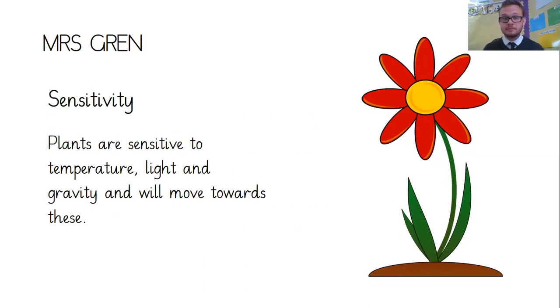For sensitivity, plants are sensitive to temperature, light, and gravity. And we'll move towards these a little bit, like I said, with the movement. If it's too hot, they are sensitive to that. If it's too light or if it's too dark, they're sensitive to that, and they'll grow towards the light. And obviously we talked about the roots growing downwards.